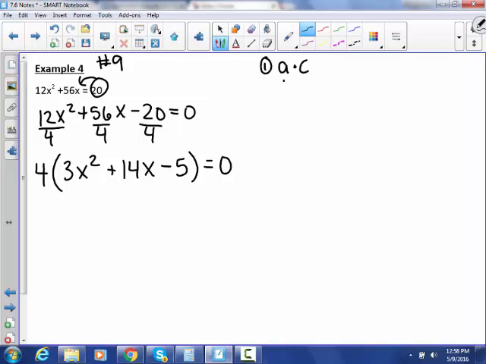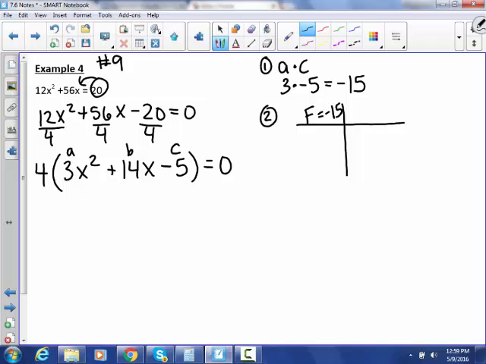Alright, so a times c here, 3 times negative 5 is negative 15. Right? This is A, B, through C. So I want factors of the negative 15. Remember, when we have to do a times c, we've got to do the negative 15, not the c. And the sum is going to be 14. Whoa. Negative 5 times 3 is not 14. What is 14?